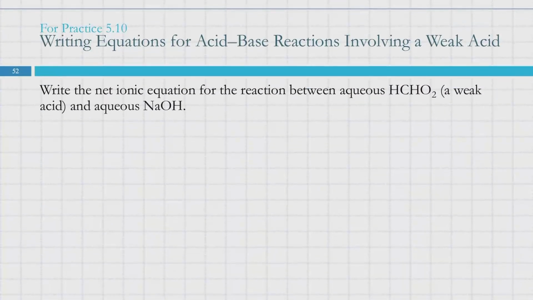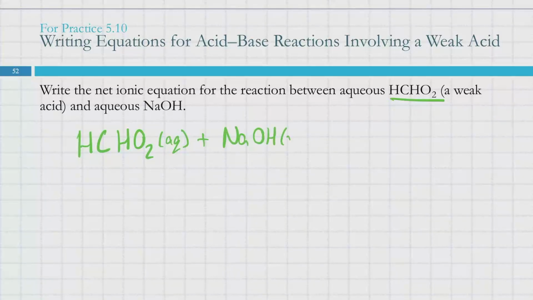All right, let's write the net ionic equation for the reaction between aqueous HCHO2, which is a weak acid, and aqueous NaOH. Okay, so we want the net ionic equation for a reaction between aqueous HCHO2, which I believe is formic acid, plus NaOH, also aqueous, and this is going to go to produce some things.